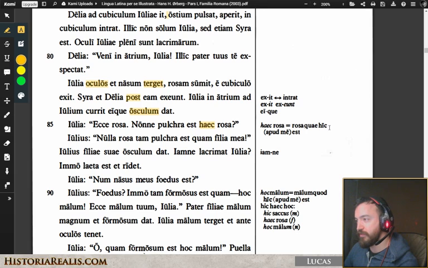So the rose that is here with me. So it's like this, not that. Sure.